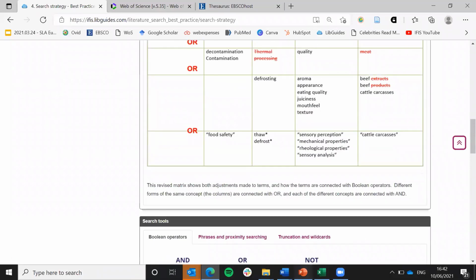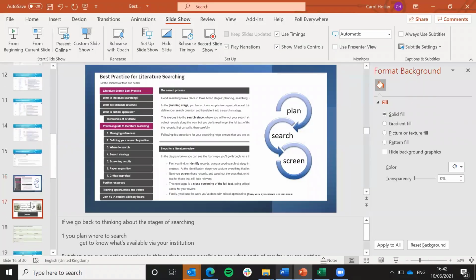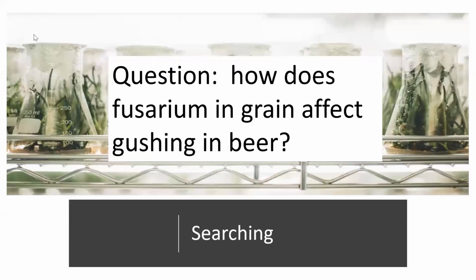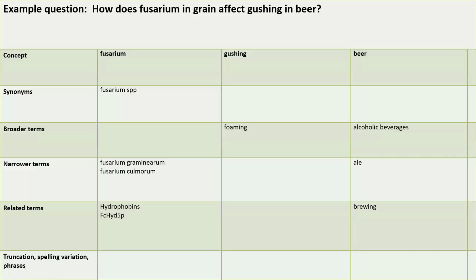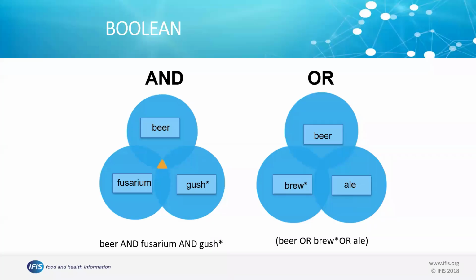But if I go back again to my slides and we look at it a little bit with another question, how does fusarium in grain affect gushing in beer? Here's a chart that has been filled out. And this chart, I should say, can really be a living document. Chances are you will brainstorm something and think it works, and then decide it actually isn't bringing back the results that you want. And that's fine. That's actually a good thing.